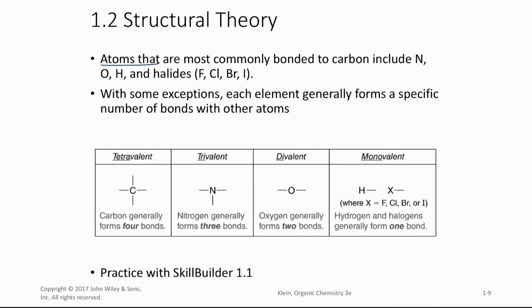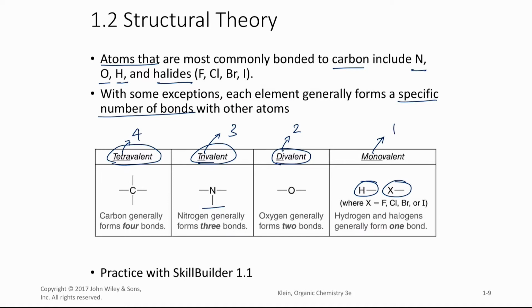The atoms that are most commonly bonded to carbon generally include nitrogen, oxygen, hydrogen and halides. With some exceptions, each element generally forms a specific number of bonds. For example, carbon is tetravalent. The name itself says tetra, meaning that it can form 4 bonds. There are trivalent atoms like nitrogen, which can form 3 bonds. Oxygen is divalent, where di represents 2 bonds. Monovalent atoms are hydrogen and halogens, which can form only 1 bond.